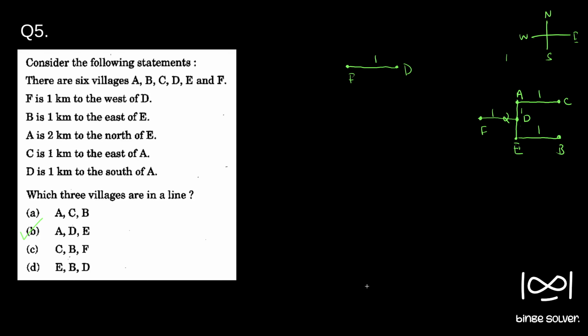Moving on to the next question. Question 6. 4 children are sitting in a row. A is occupying the seat next to B, but not next to C. So let's write that down. One possibility is A is sitting next to B like this, or it could be like this, order B, A. But A is sitting next to B, but not next to C.